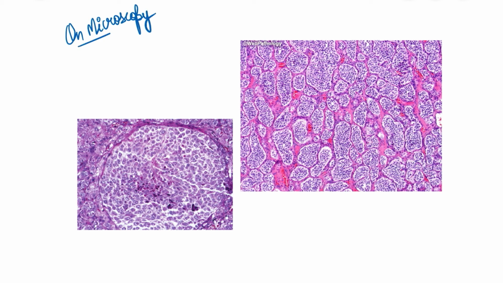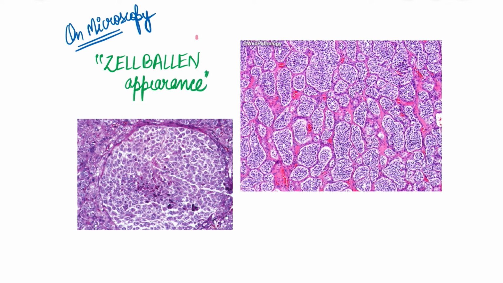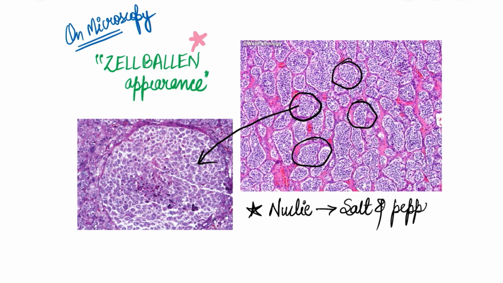Now, on microscopy, you're going to see a Zellballen or ball of cell appearance seen here in the diagram. On magnifying this structure, we are going to see salt and pepper appearance present in the nuclei, which are the characteristic feature of all the neuroendocrine tumors.